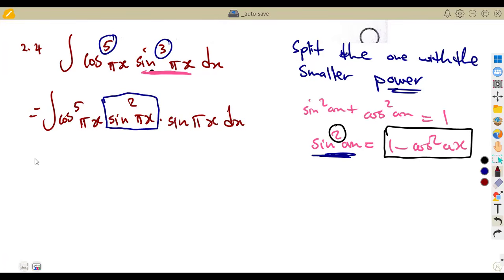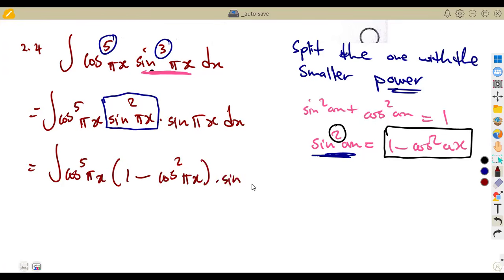So what are we going to do? We are going to substitute in place of that sine squared with the equivalent identity. This will be cos to the exponent of 5 pi x times the equivalent for sine squared, and sine squared is what? It's 1 minus cos squared pi x. Since this is in terms of pi, it's going to be pi x. Then we have a sine pi x, which is outside here, and it is going to remain as it is with respect to x. So we have expanded with the equivalent identity.